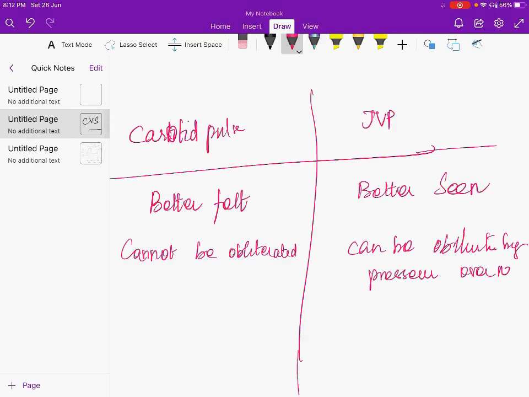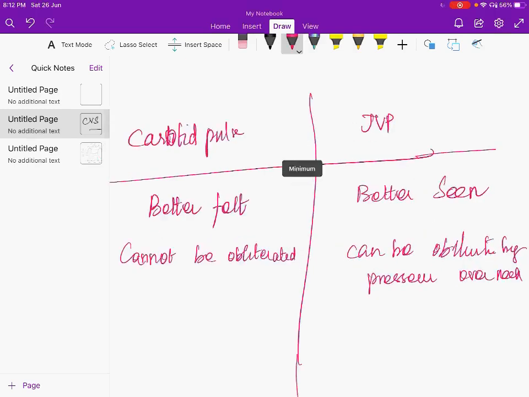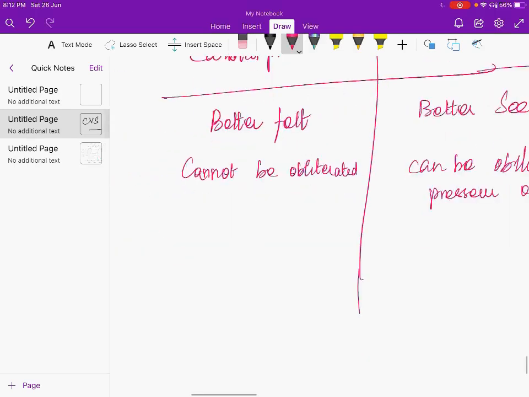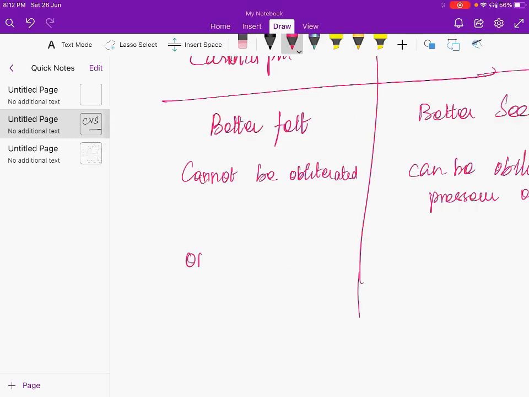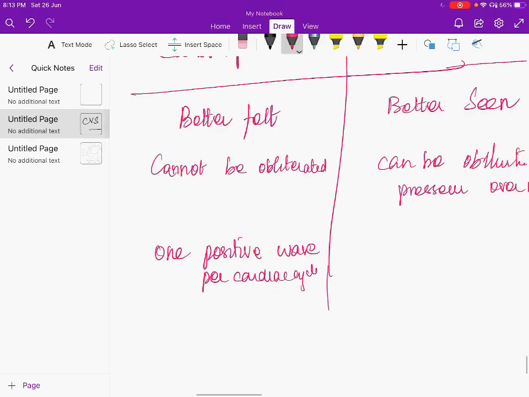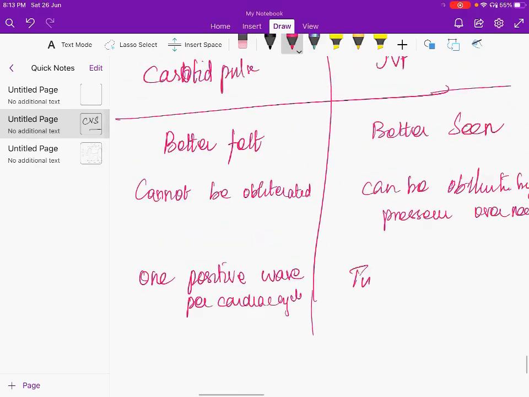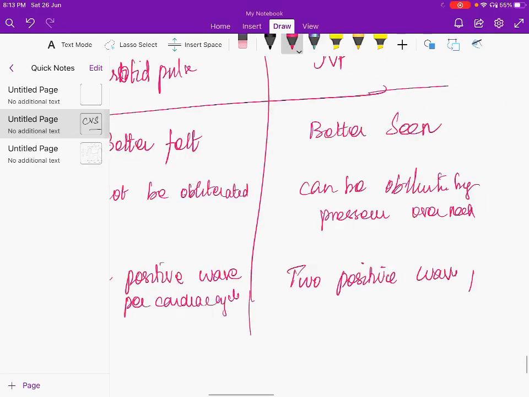over the neck. Okay. So carotid pulse, as we have already seen in the pulse waves, has just one positive wave per cardiac cycle. Whereas your JVP has two positive waves per cardiac cycle. That's it.